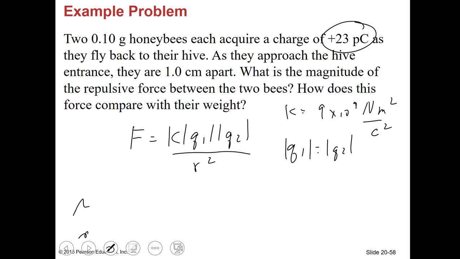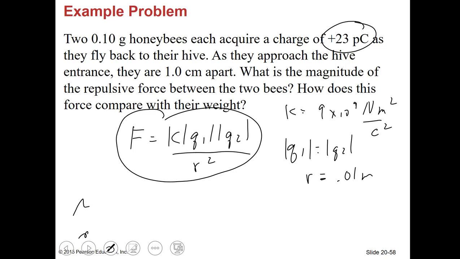And then in the formula, r is the distance between. So here we have 1 centimeter. You have to change that into meters, so divide by 100 because there are 100 centimeters in a meter. So the distance between them is 0.01 meters. And then we have everything. You just have to plug it into this formula. Okay? That's how you get the electric force.